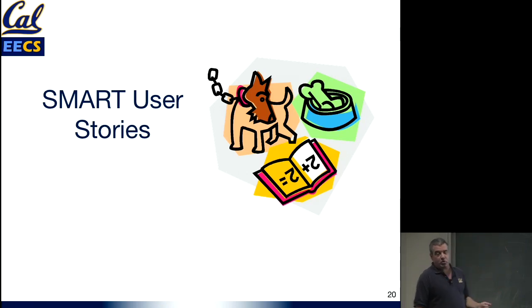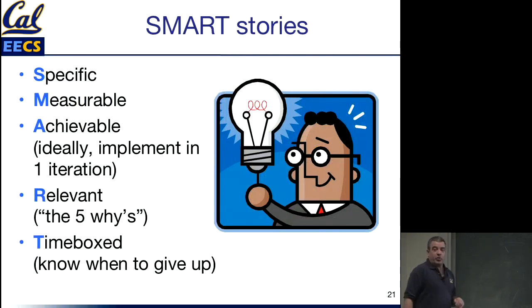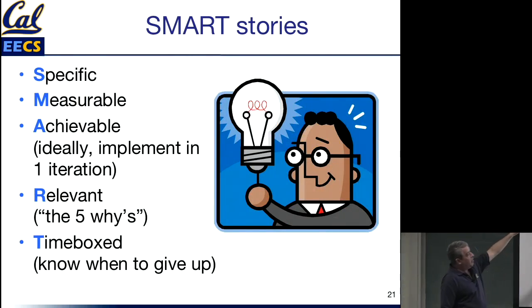A SMART user story is a good user story. So what are the S, M, A, R, and T in SMART? We'll go through each one. The story should be specific. It should be measurable. It should be achievable. That one varies, but we're going to say if you can finish it within one iteration, that's achievable. Relevant, and we'll talk about what that means.